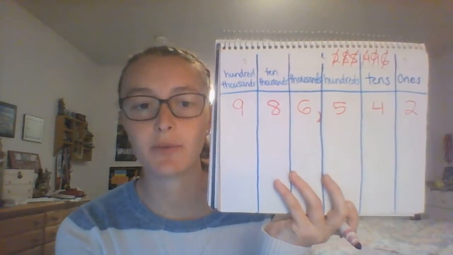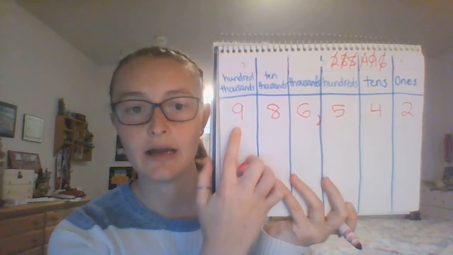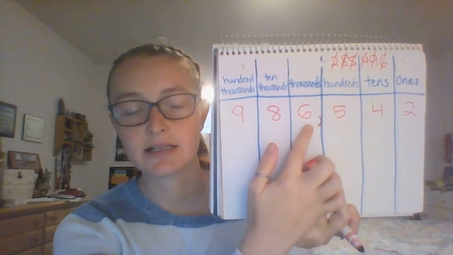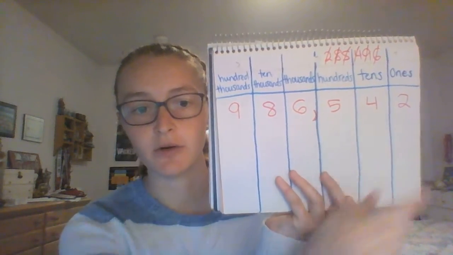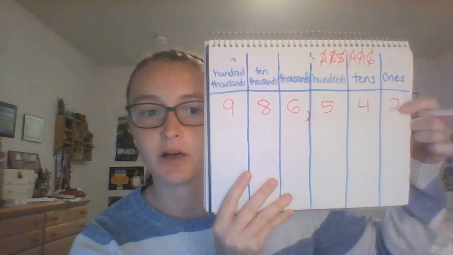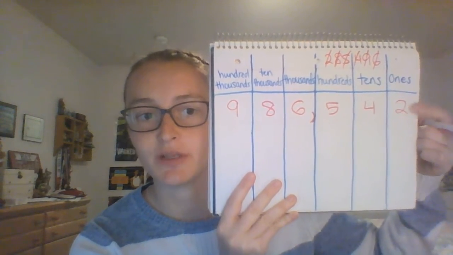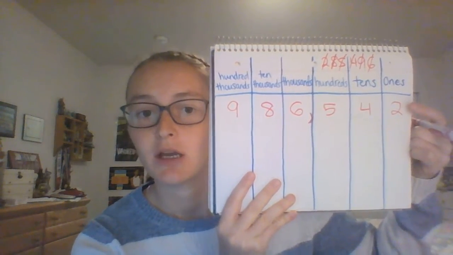So the biggest number that we could possibly make is 986,542. The second part of this question asks, is our number even or odd? So remember, to tell whether a number is even or odd, we look at the digit in the ones place. Here we have the digit 2.